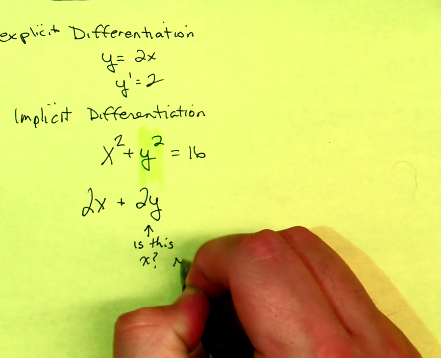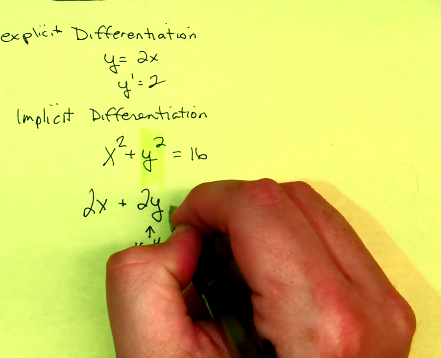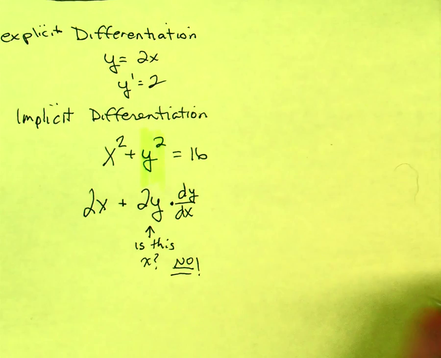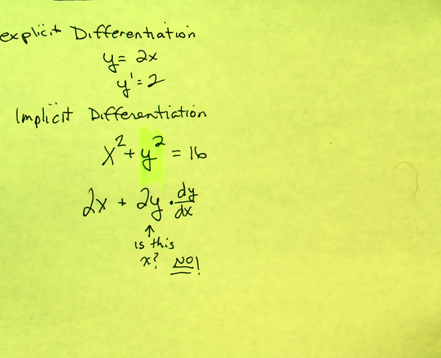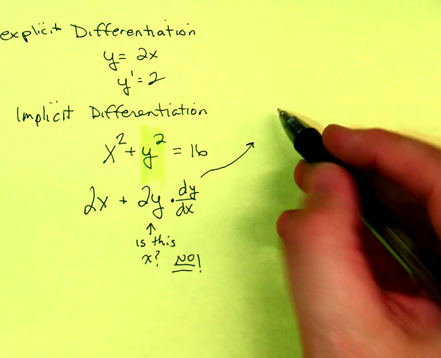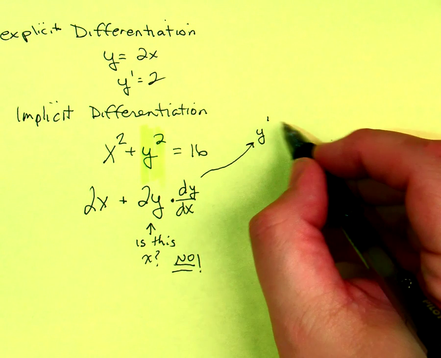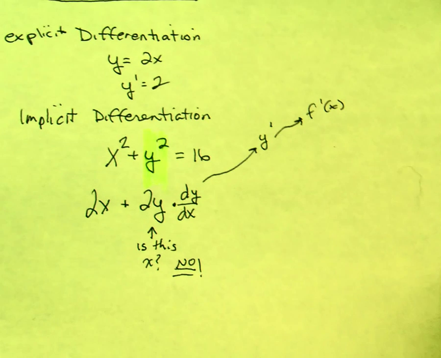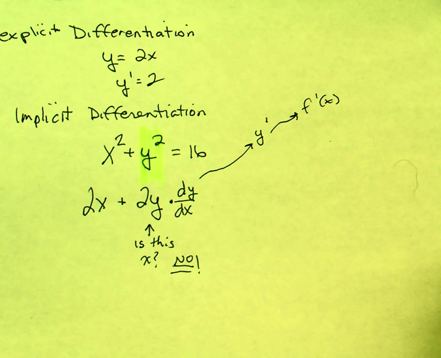No. So we have to multiply it by dy dx. And this is what sets implicit differentiation apart from all the other ones. Dy dx right here is kind of like saying y prime. It's kind of like saying f prime of x. All that kind of stuff. So that actually is the derivative.